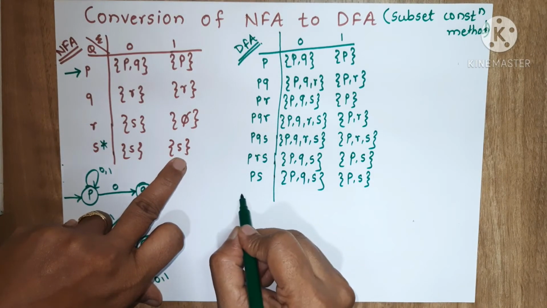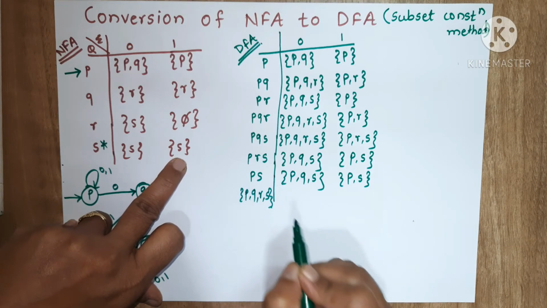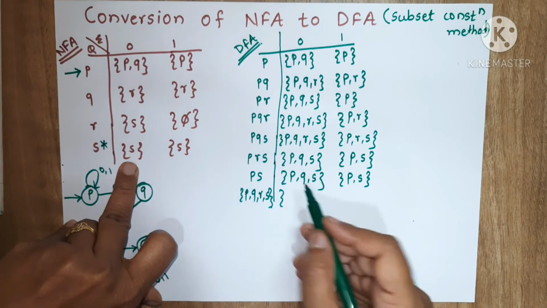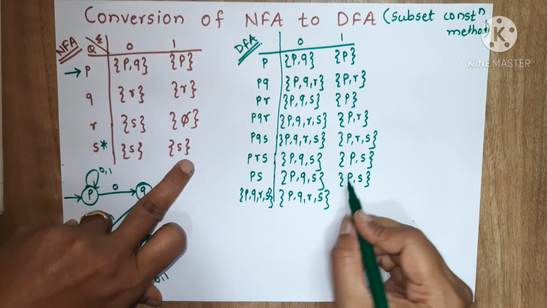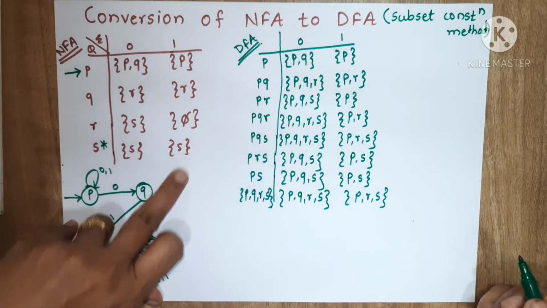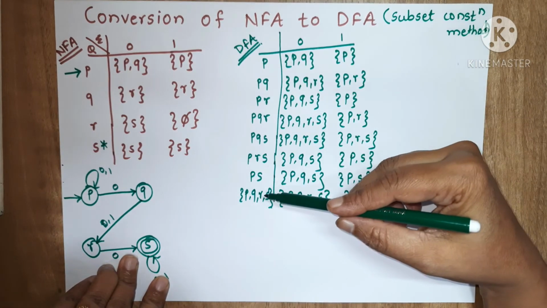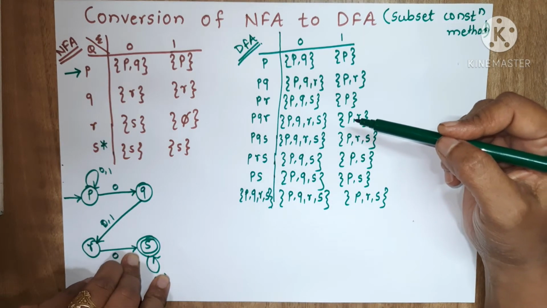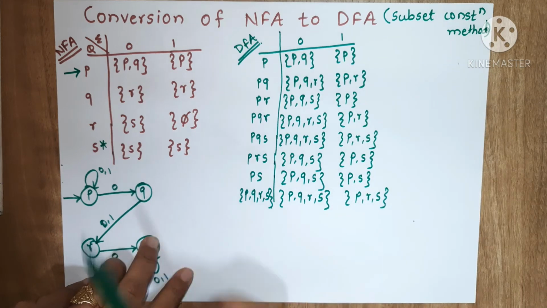Then the next remaining is PQRS. For PQRS, take the union of all these transitions. On 0 you get P, Q, R and S, and on 1 you get P, R and S. Now we have taken all the states which occur here as states in the DFA. So this is our state transition table of the DFA for this particular NFA.